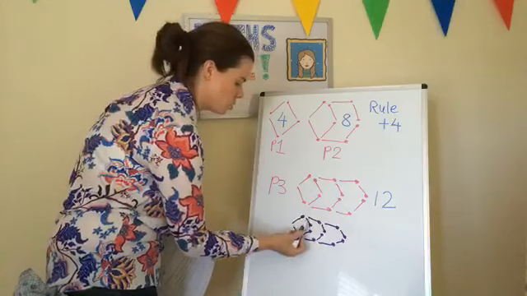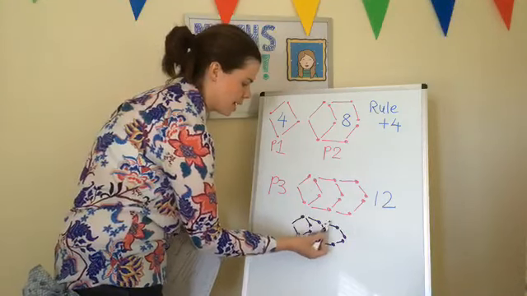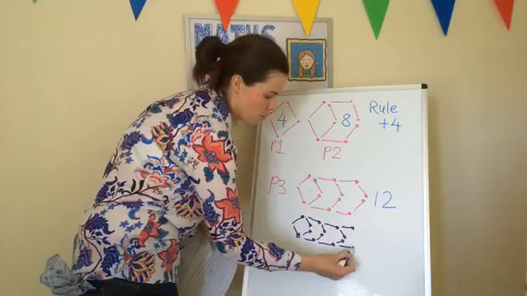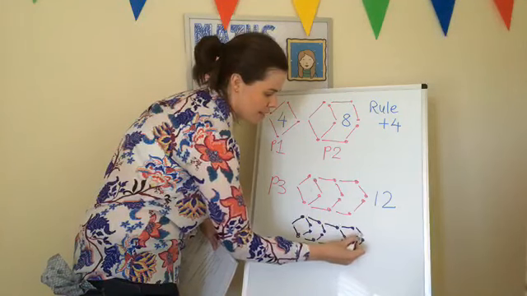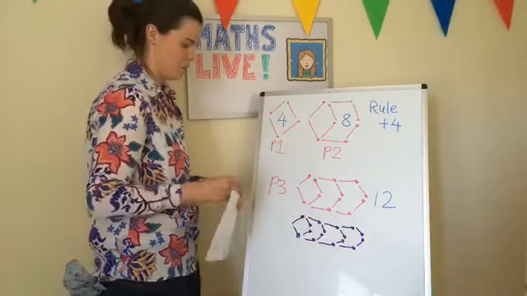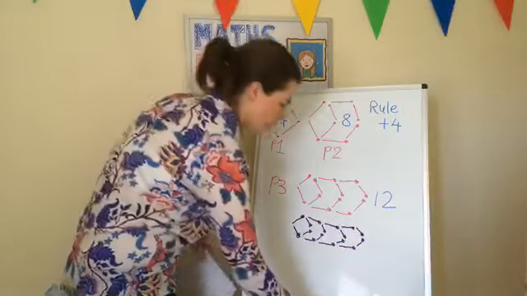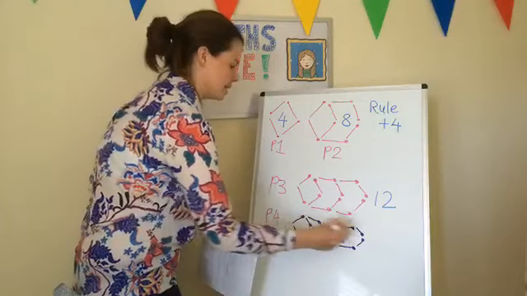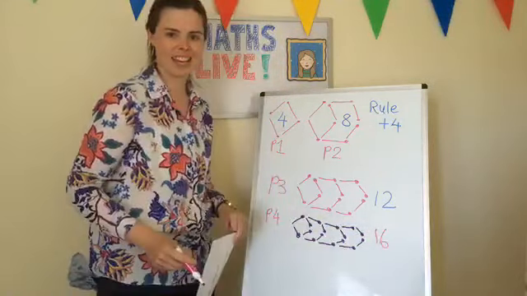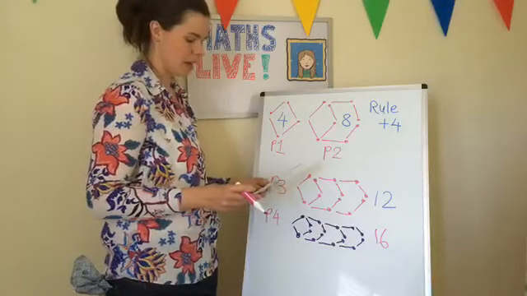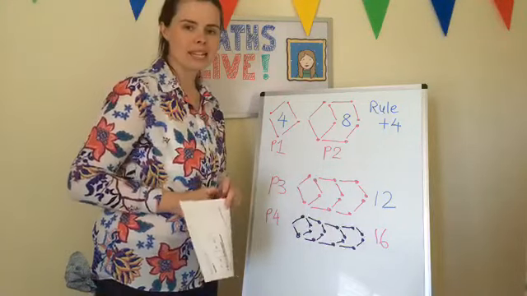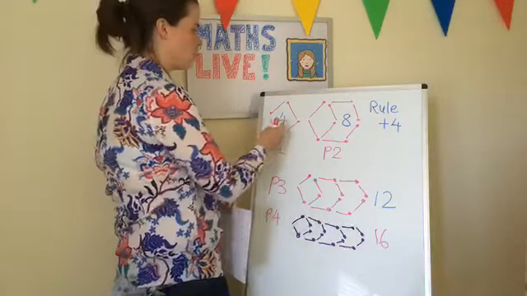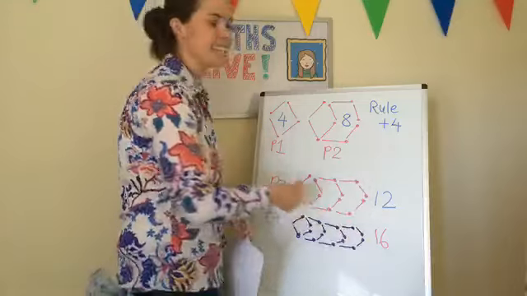So I've got 1, 2, 3, 4, 5, 6, 7, 8, 9, 10, 11, 12, 13, 14, 15, 16. So pattern 4 has 16 matches. Okay, still a number sequence. How many will he need to make pattern 5? Right, we don't even have to draw because we know our 4 times table. 4, 8, 12, 16, 20.